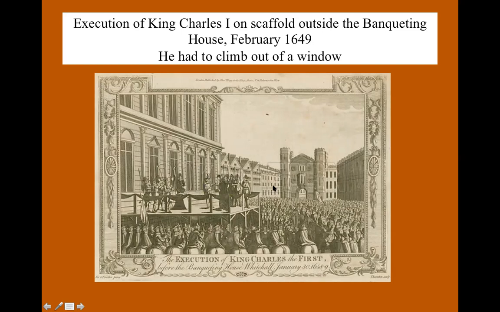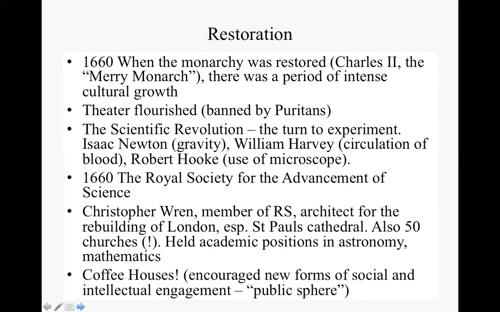What you also see here is the contrast between the classical architecture of Inigo Jones's Banqueting House and the very medieval looking stuff around it. It's actually built not long before. So Charles I is executed. There is a period of Republican government. Then in 1660, the monarchy comes back in the form of Charles II, the so-called Merry Monarch.